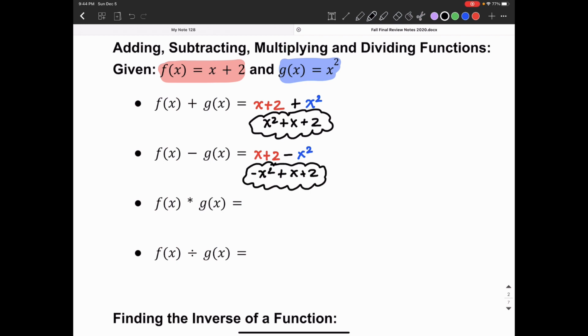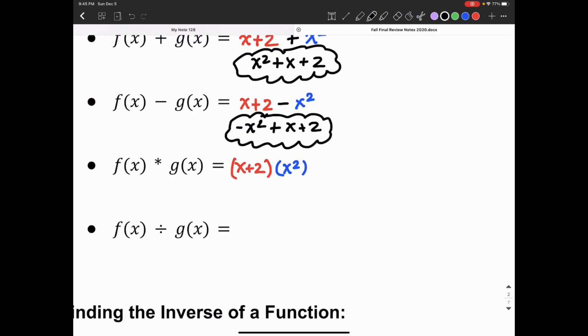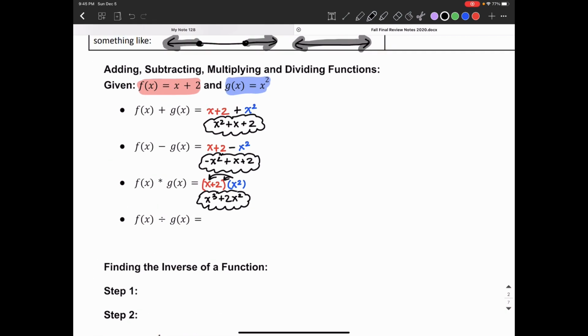And then you can also multiply functions together. So when you're multiplying, you want to put both things in parentheses. F of x is x plus 2. I put that in parentheses. G of x is x squared. I put that in parentheses. It doesn't really have to be in parentheses, but then I distribute the x squared to both terms, and I get x cubed plus 2x squared. And that would be the answer for multiplying the functions together.